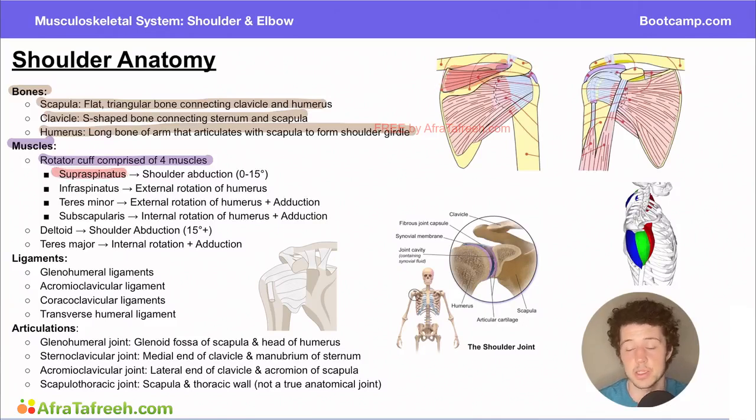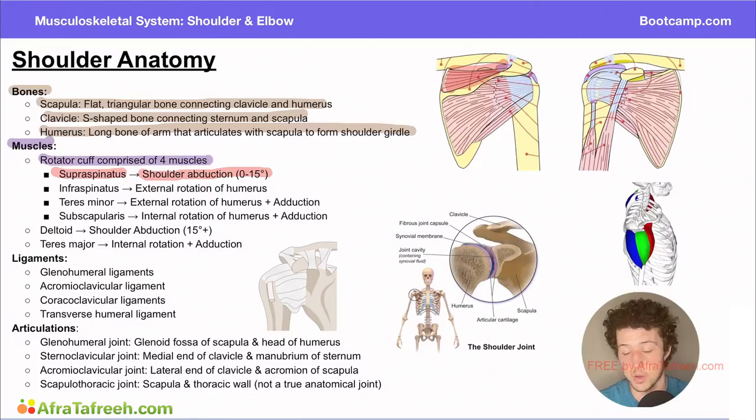When we think about its action, because it sits so superiorly, when it contracts the muscle, it's going to apply a torque force that's going to abduct the humerus up. And so that's what the supraspinatus does, is that it contributes to shoulder abduction. Importantly, it initiates abduction. So the first 0 to 15 degrees are really dominated by the supraspinatus, and other muscles take over once we get past those 15 degrees.